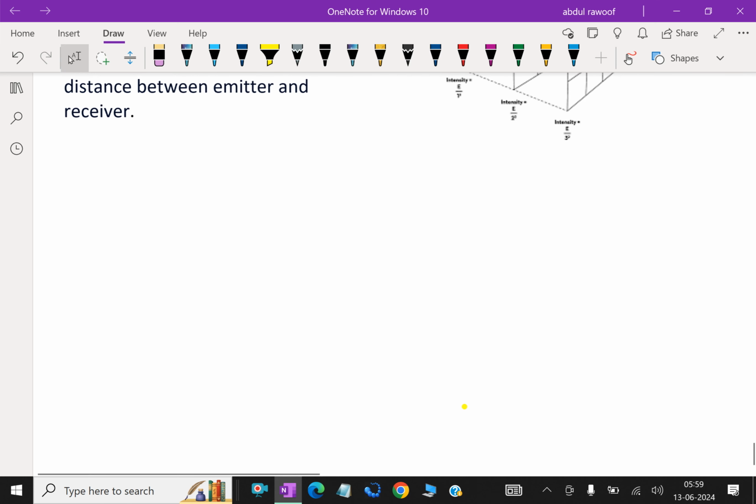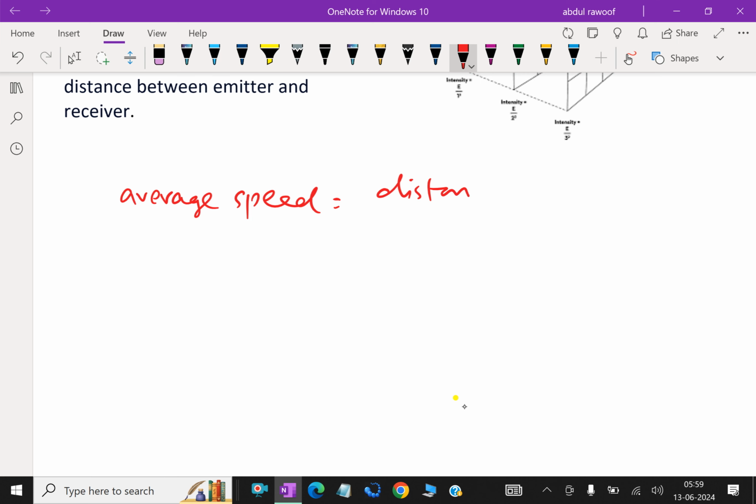The average speed is equal to distance divided by time. It's a basic formula for the speed of any moving particle.